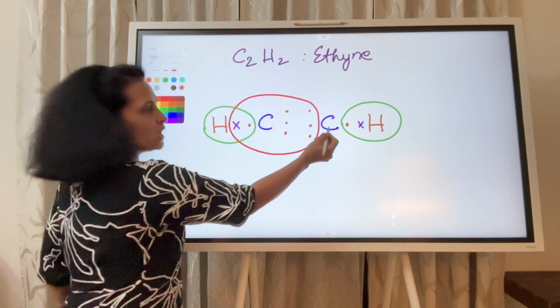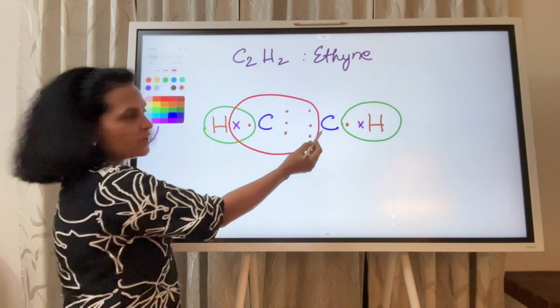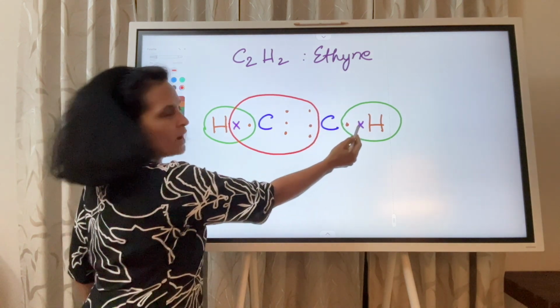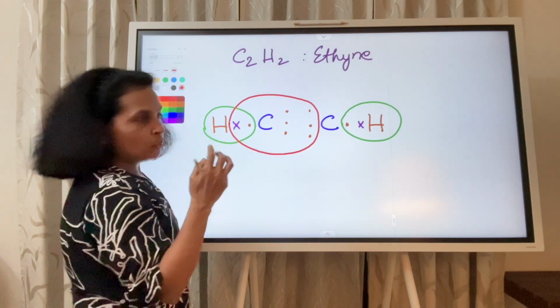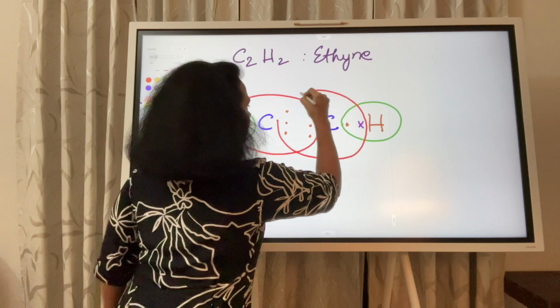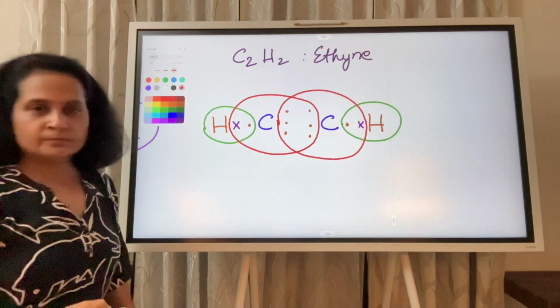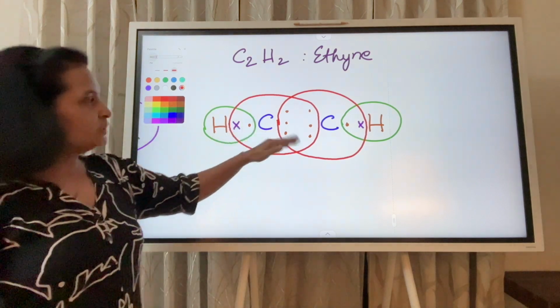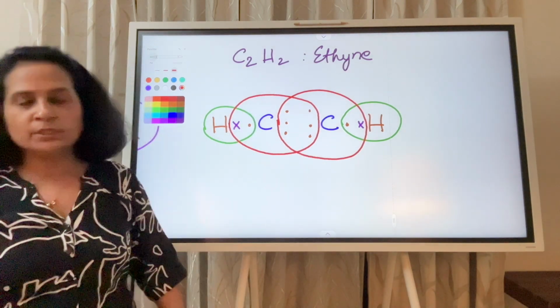Now if you look at this carbon, how many does it have? 3 on this side, the 4th is here, 1 from hydrogen, needs 3 more, so it shares it with the neighboring carbon. Well, they all have their octets and duplets completed now. The carbons completing octet, the hydrogens completing duplet.